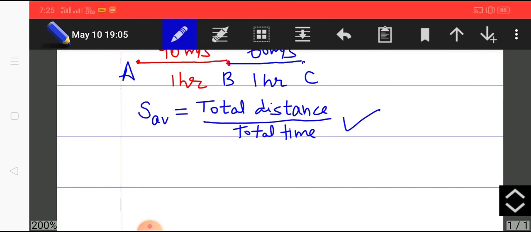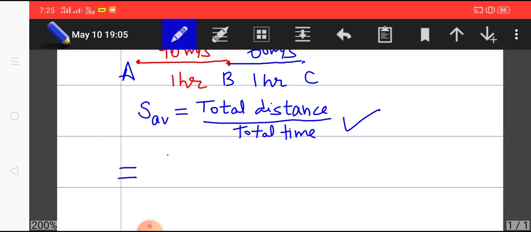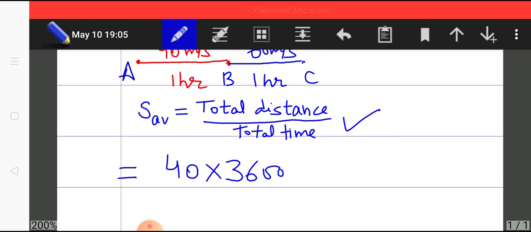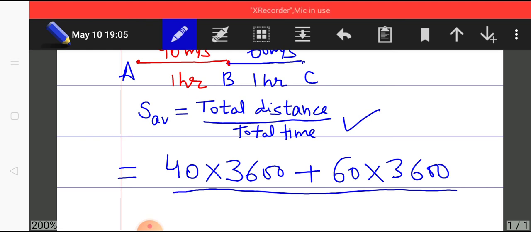Here the total distance we can calculate very easily. As you can see, 40 meter per second for 1 hour. So the distance covered is 40 meter per second, and please note the time is given in hours, so we can write 40 into 3600 seconds plus 60 meter per second, and it's in hours, so we can multiply it with 3600 seconds. That is the total distance divided by total time, and total time we can see is 2 hours. For 2 hours I can write 2 into 3600 seconds.